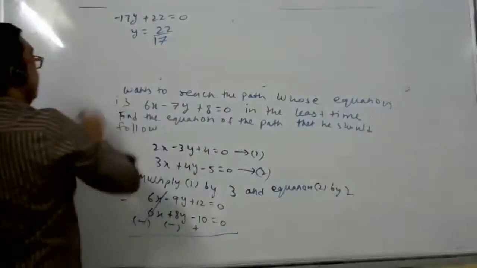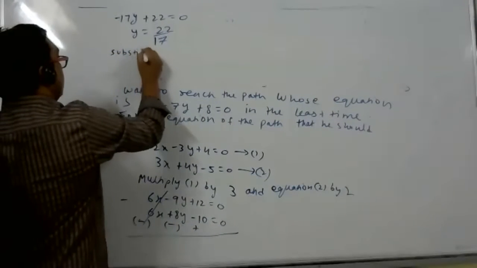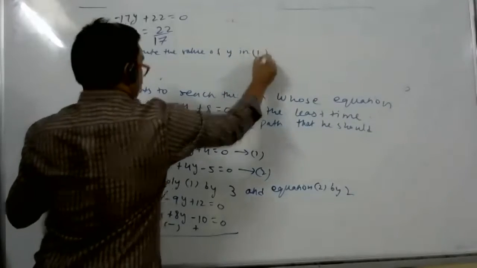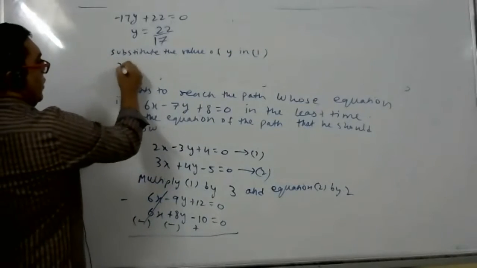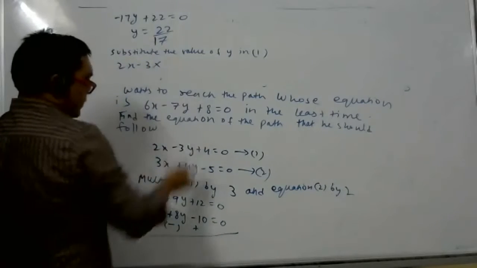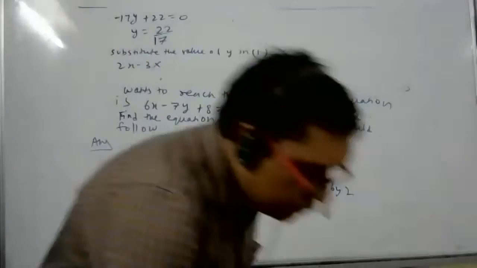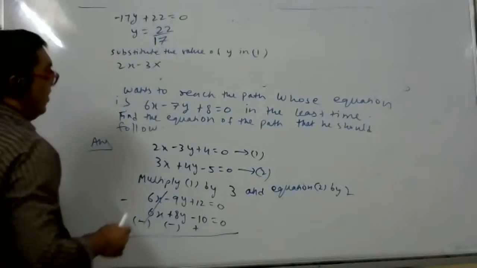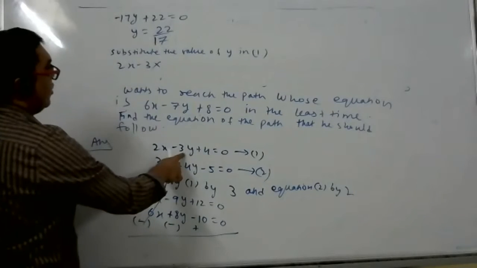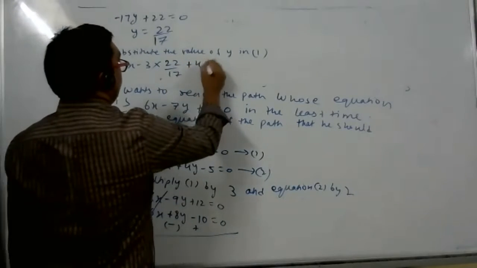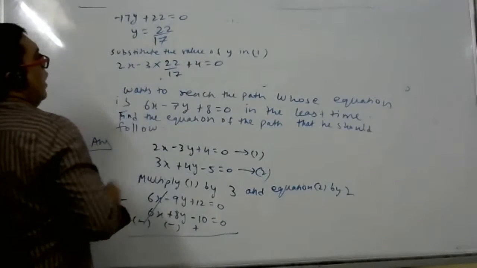So now we want x also. Substitute the value of y in the first equation. So what will we get? 2x minus 3 into, very odd number we got, 22 by 17. Is this calculation correct? Have I written right or wrong? 2x minus 3y plus 4, 3x plus 4y minus 5. I hope everything is correct. So 2x minus 3 into y, what is y? 22 by 17, plus 4 is equal to 0. How much will you get, student? Tell me.